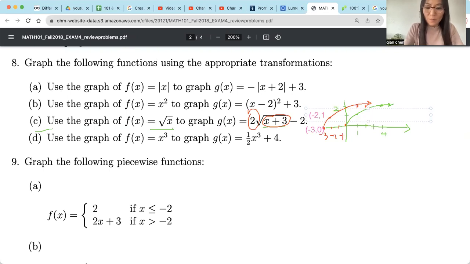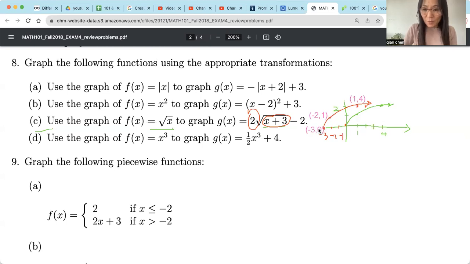-2, 1. And this point is 1, 4. Okay. Compared to the green color. Now let's graph the blue color. Blue color. So multiply the y value by 2.